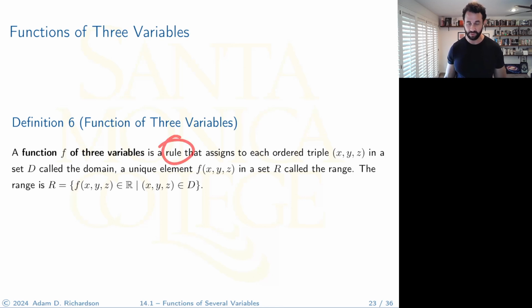Well, again, it's still just a rule, except now the difference is we're talking about ordered triples as inputs, so literally points in 3-dimensional space. And we're going to assign a real number, f of x, y, z, to this point in space. And that's pretty much it. So a real valued function of three variables is basically taking some point in space and tagging it with a real number. And you're going to do that for every point in your three-dimensional region in your domain.